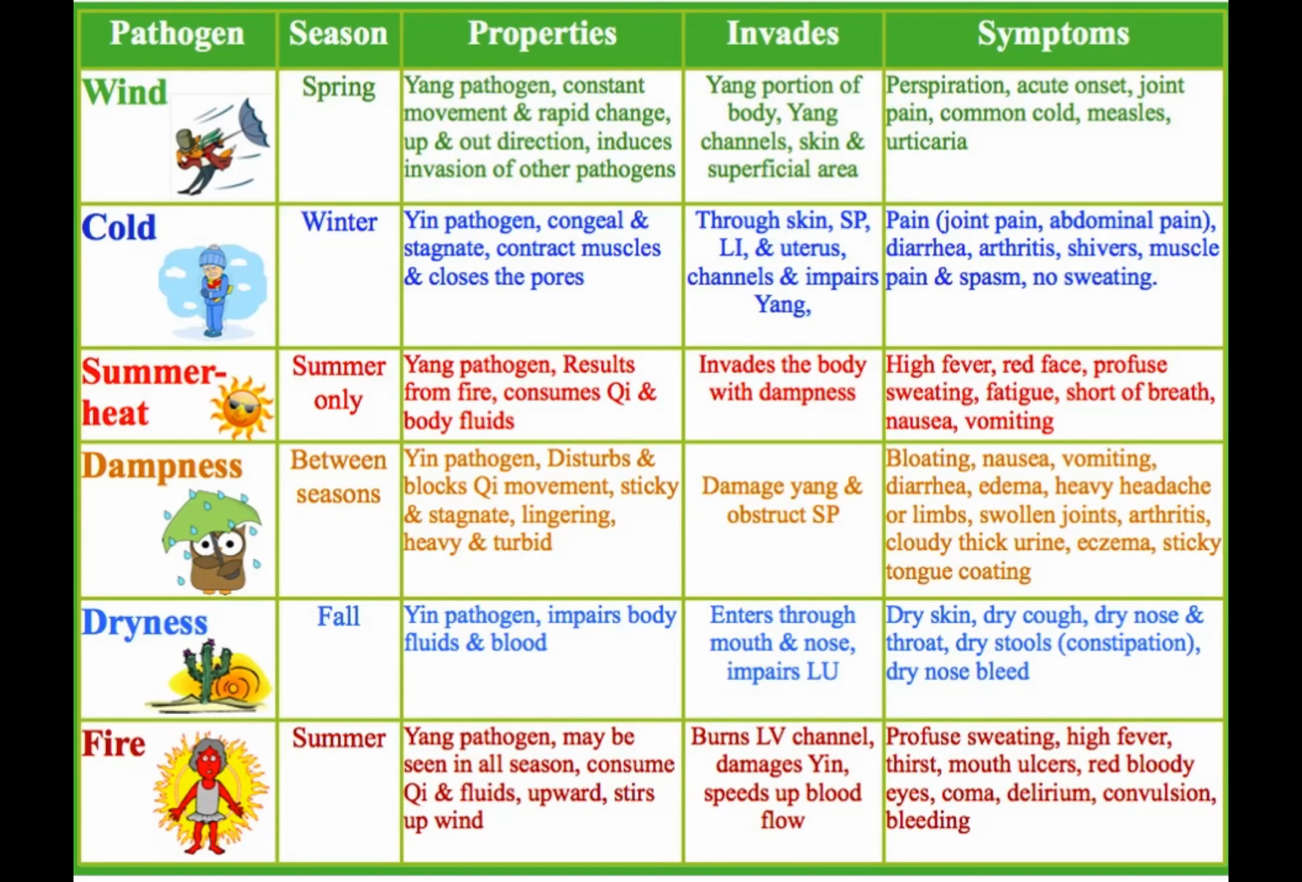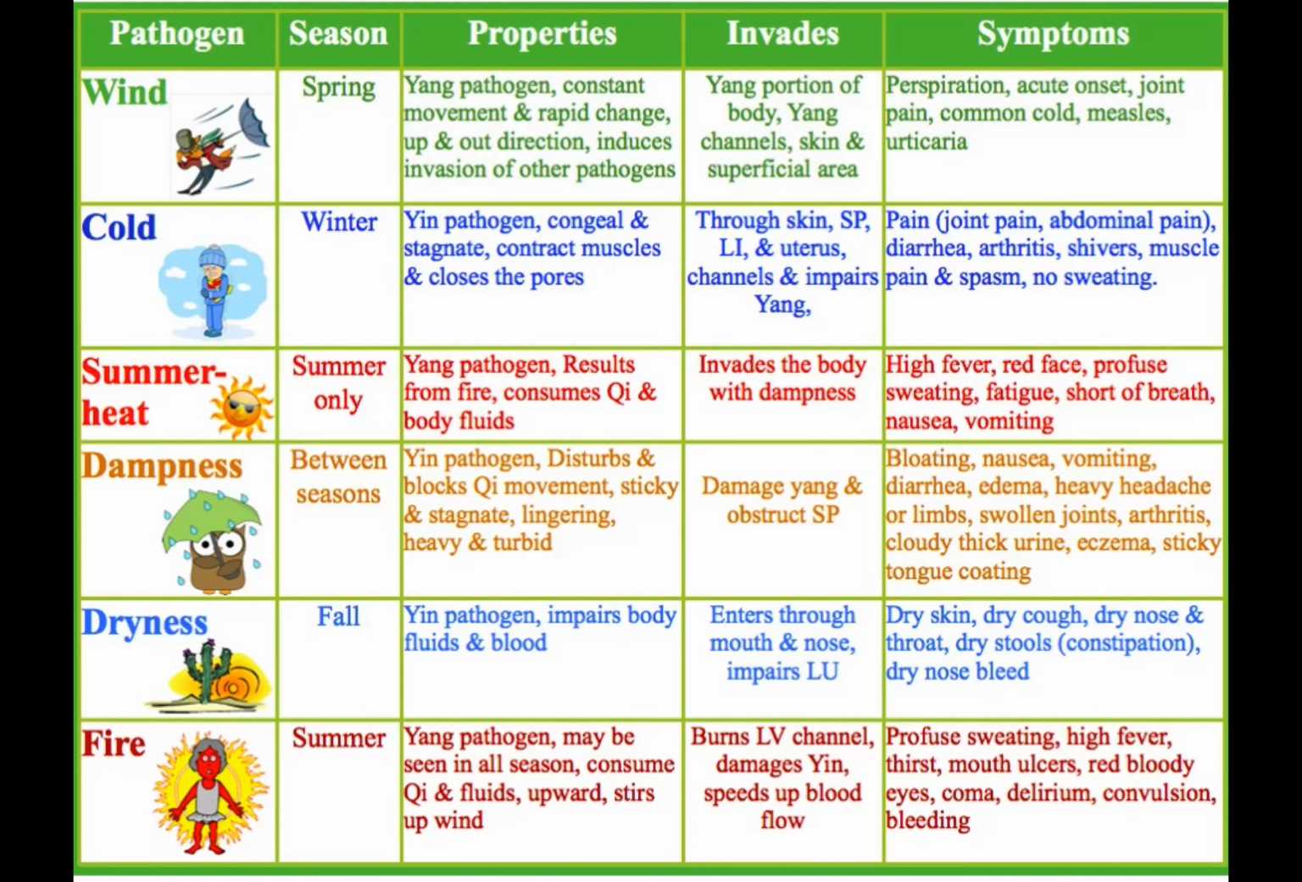Then we talk about the cold pathogenic factor in winter. It is a yin pathogen, congeals and stagnates, contracts muscles, and closes the pores. The cold invades through the skin, the spleen, large intestine, and uterus, channels, and impairs yang. Symptoms of cold: joint pain and abdominal pain, diarrhea, arthritis, shivers, muscle pain, and spasm, no sweating.